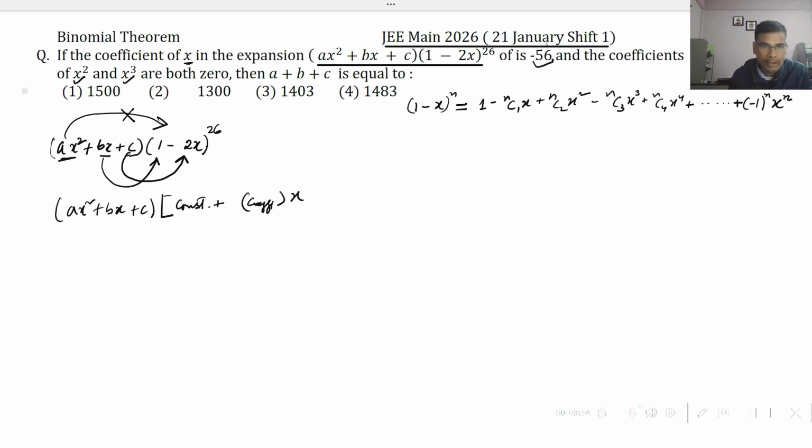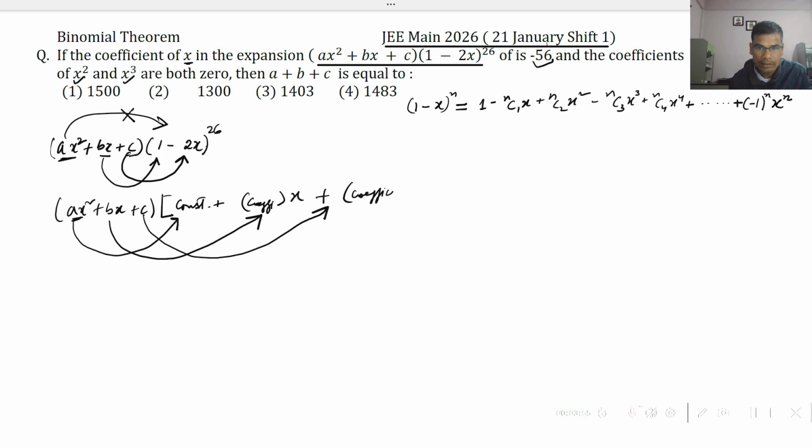Next, the coefficient of x². To get it, we start with the first term ax² multiplied with the constant, next bx with the term which contains x, and last c with the term which contains x². Then we add all those, and we get the final coefficient of x².